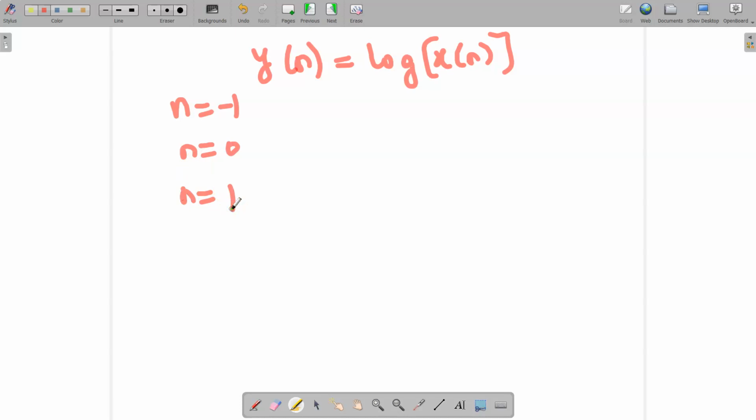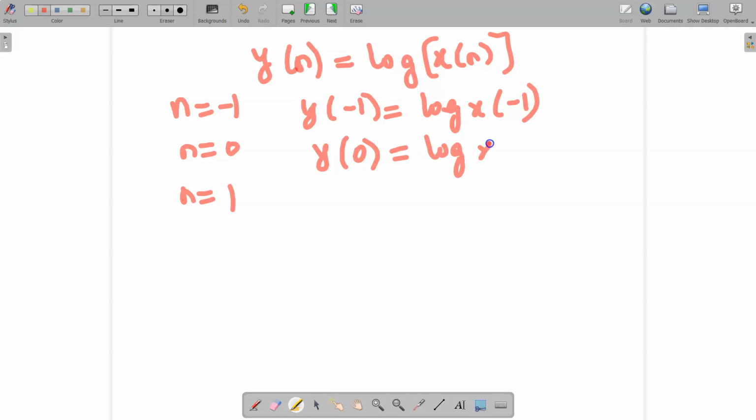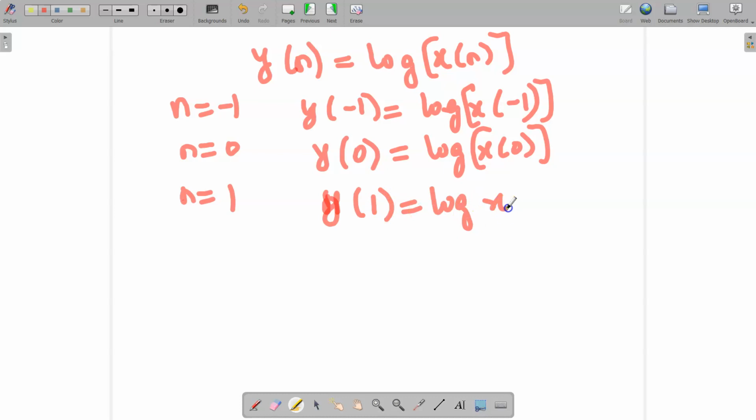So here y of -1 is equal to log of x of -1, and then substitute n is equal to 0, y of 0 is equal to log of x of 0, and then next n is equal to 1. So y of 1 is equal to log x of 1.